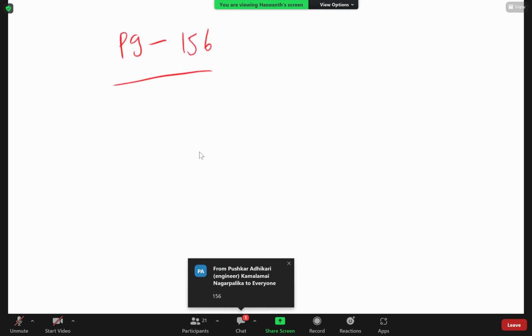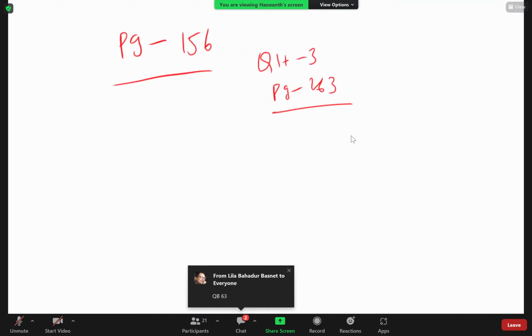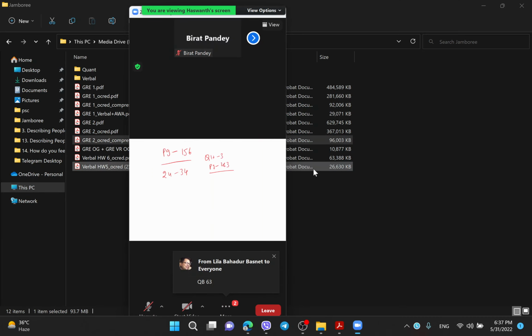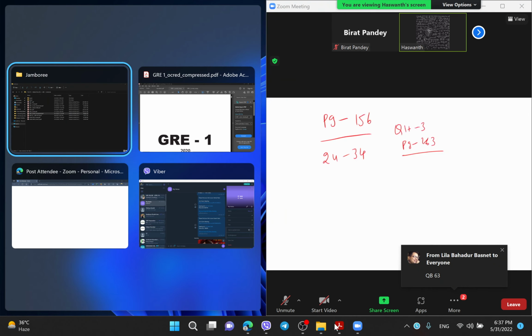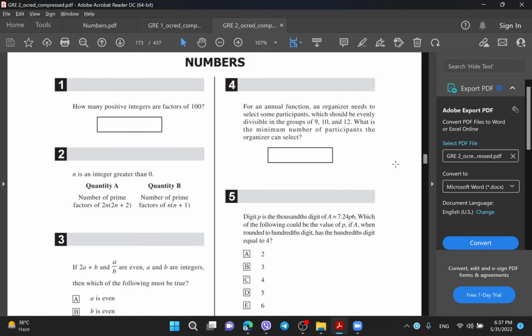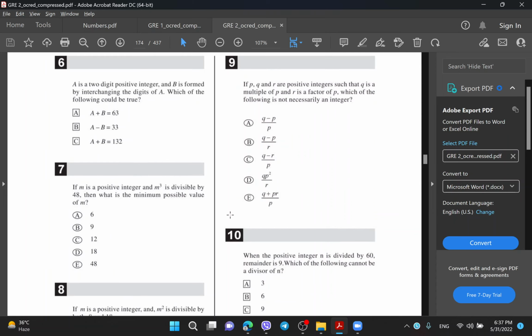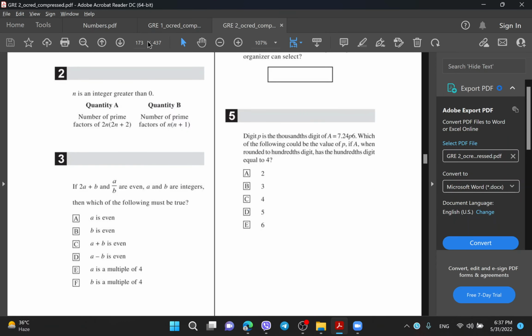156. Or drive link page number QS3 or PDF page 263. Try these concepts from 24 to 34. Not QB63. I am asking about the formula sheet, not the theory part. It will be QH pages. QS3, page number QS3. There are QH2, QS2 online page number 262. Try these questions from 24 to 34. We will discuss them in a few minutes.